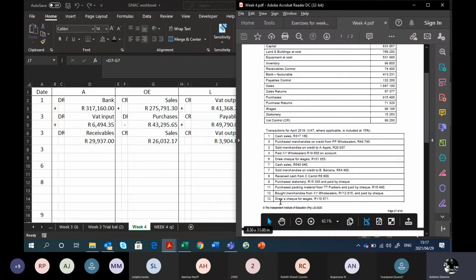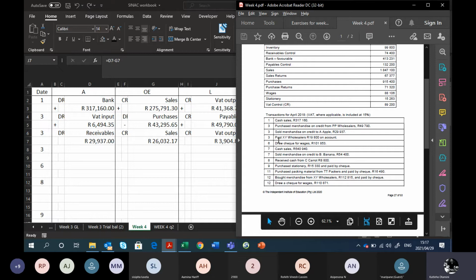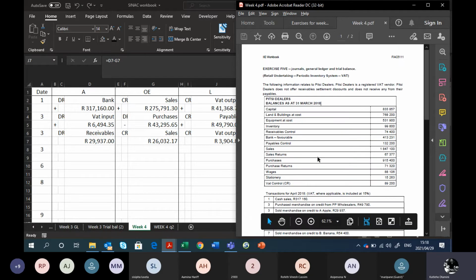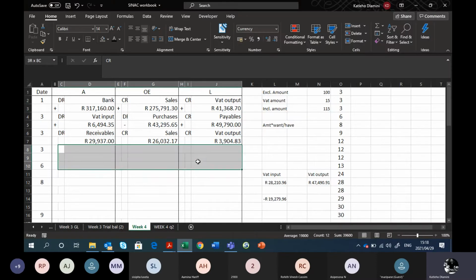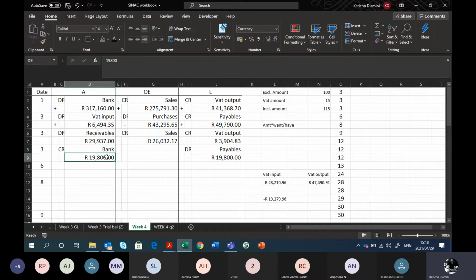Then number 3, paid XY wholesalers 19,800 on account. First of all, you need to know who we are. We are PT dealers. If we paid XY wholesalers, it means that we owed them money; they were our creditor. So we have payables being debited and the bank account being credited. My bank account is credited with the amount, and my payables is debited with the amount.